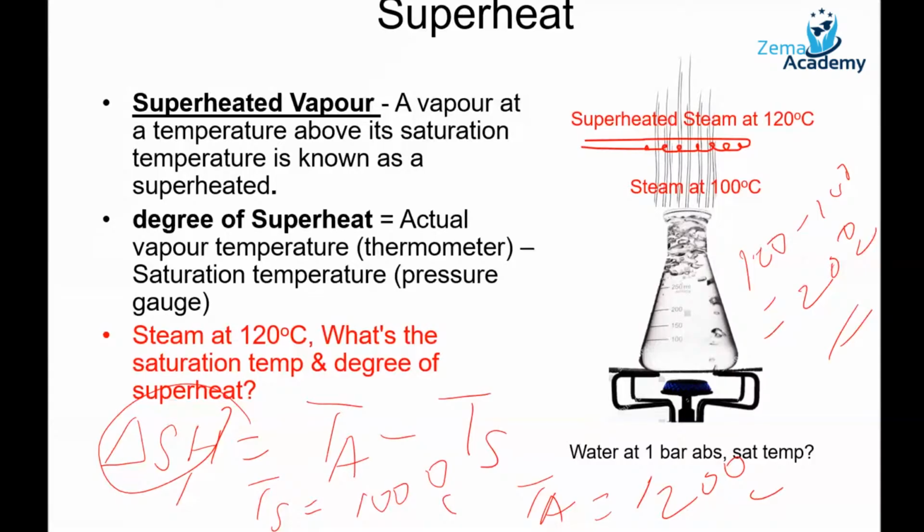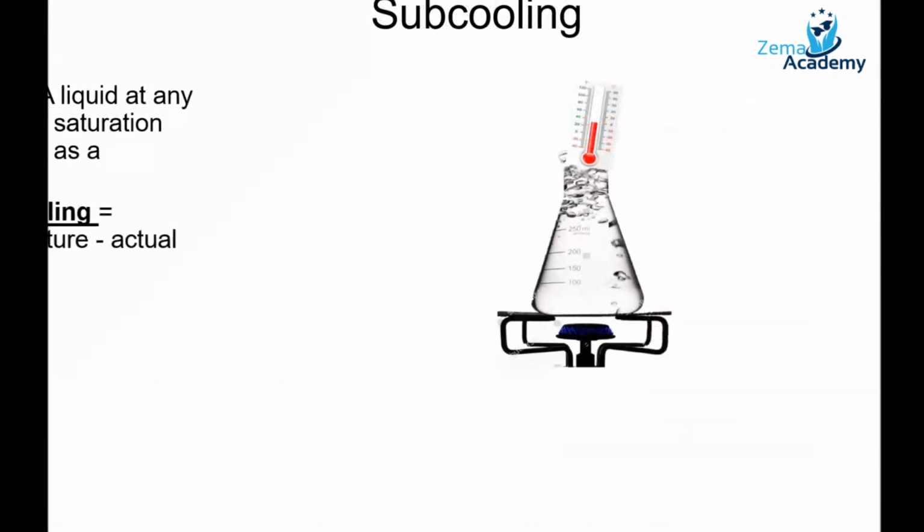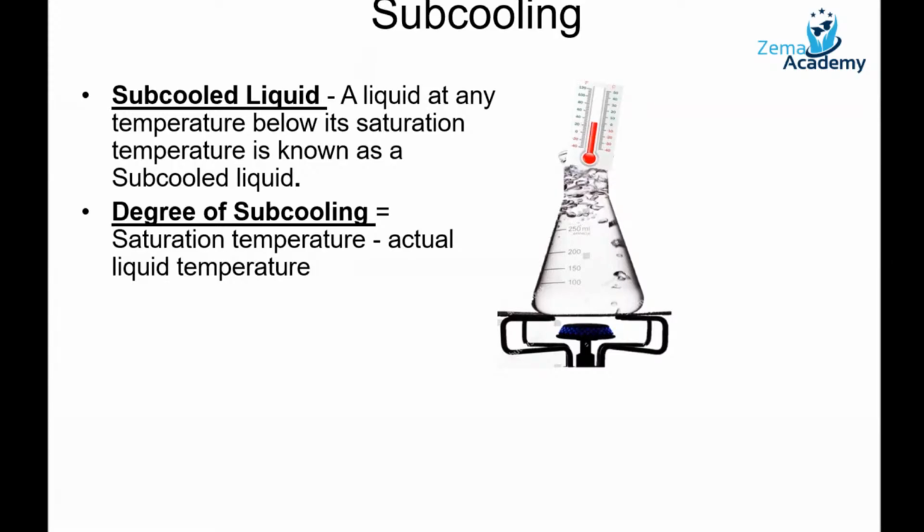So superheat, again, we will use it when we define our PH chart, where our superheat region lies. And the next one, similar to superheat, is subcooling. Again, this is the opposite end of boiling, which is cooling. So this is referring to a liquid at any temperature below its saturation temperature. And we can calculate the degree of subcooling: degree of subcooling is Tsat minus T actual.